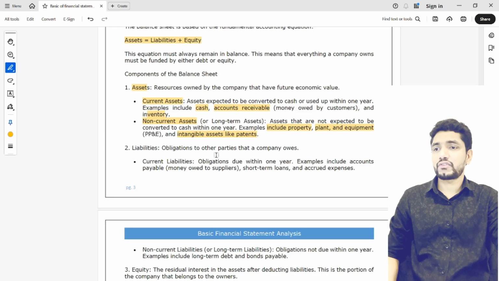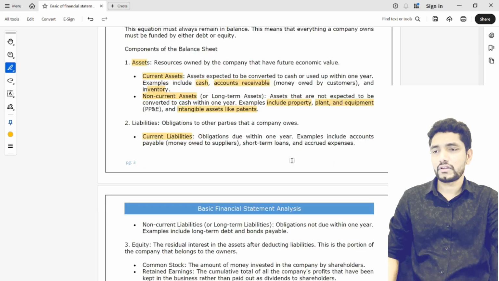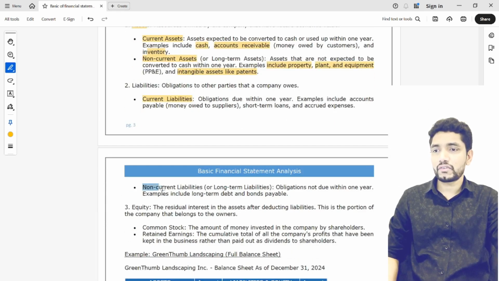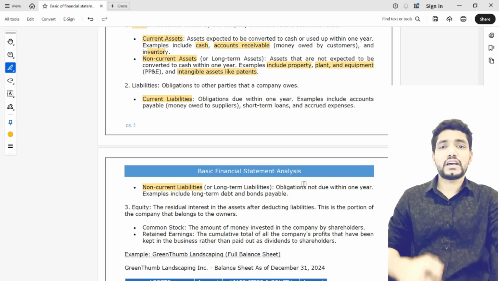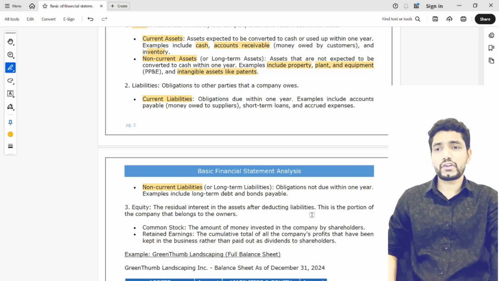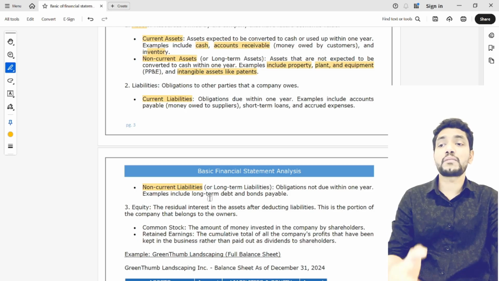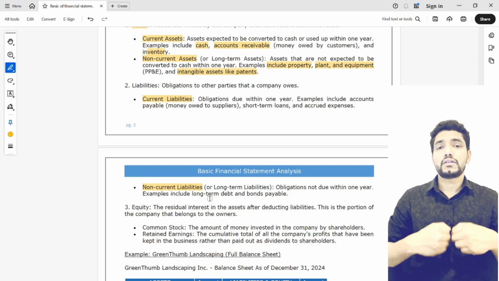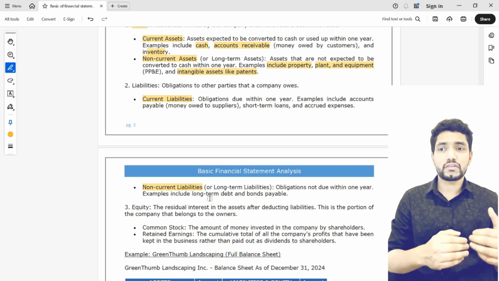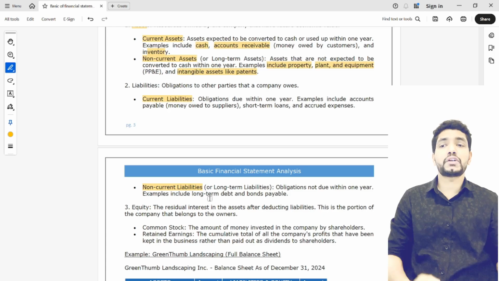Liabilities are the obligations to other parties that the company owes. There are two types of liabilities. One is current liabilities. Current liability means an obligation due within 1 year. Examples include accounts payable, short-term loans, and accrued expenses. Non-current liabilities, or long-term liabilities, are the obligations not due within 1 year. Examples include long-term debts and bonds payable. These are the liabilities which will not be due within 1 year.